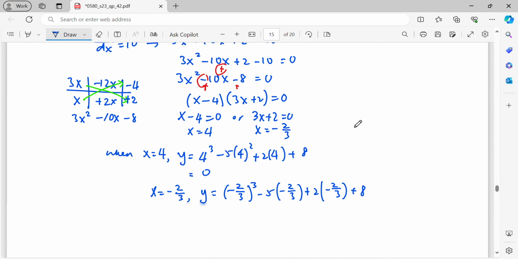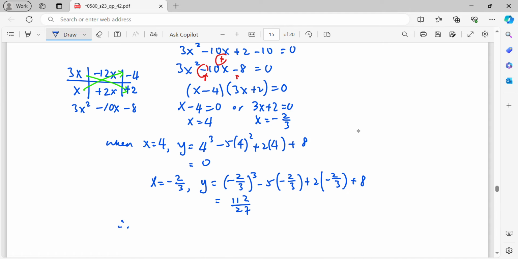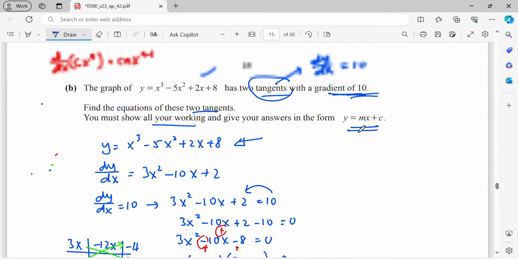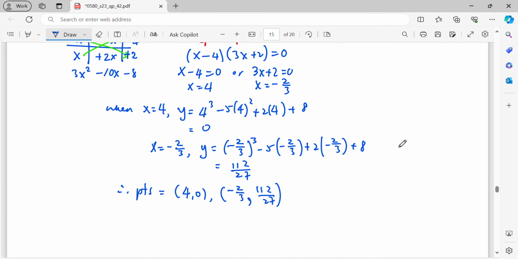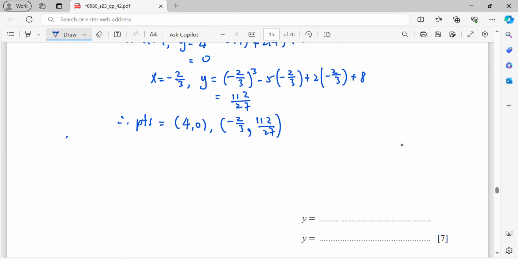Okay, now we have found 2 points. That means the points are (4, 0) and (negative 2 over 3, 112 over 27). So these are the 2 points. And now it's mentioned that the gradient will be 10. Okay, and you need to get y equals mx plus c. So now here I will write the equation of tangents.